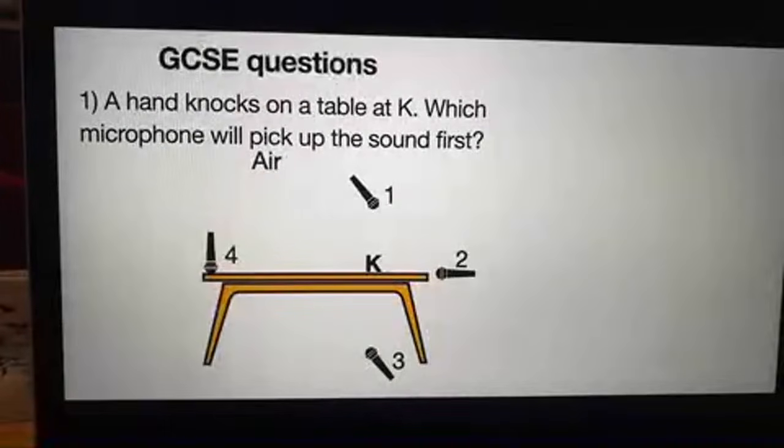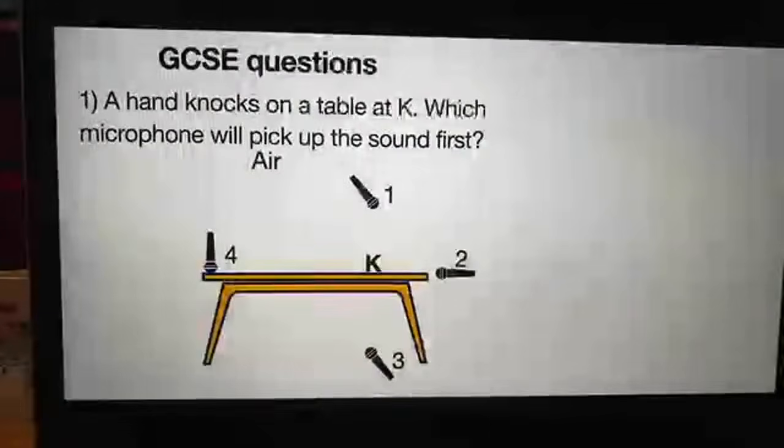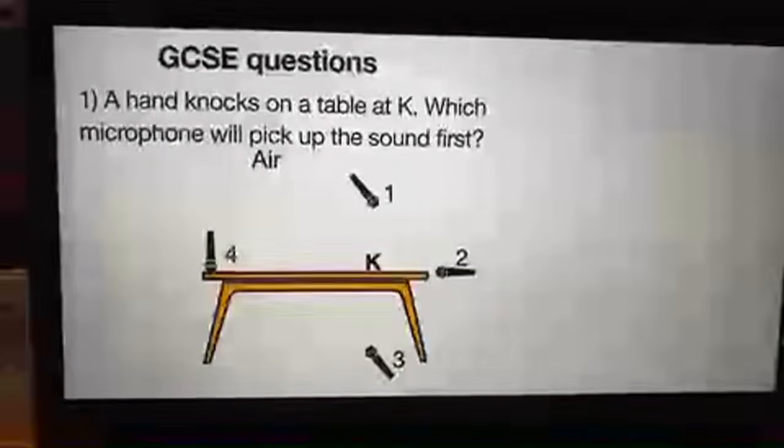Have you got the answer? So you have to remember, it's not really about how close the microphone is to K. Do you remember what I said? Boundaries. Sound waves do not like crossing boundaries.